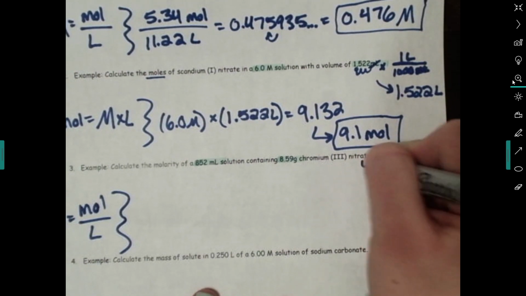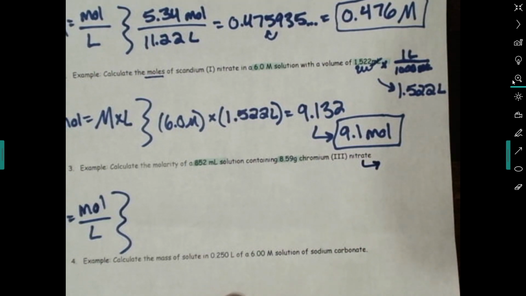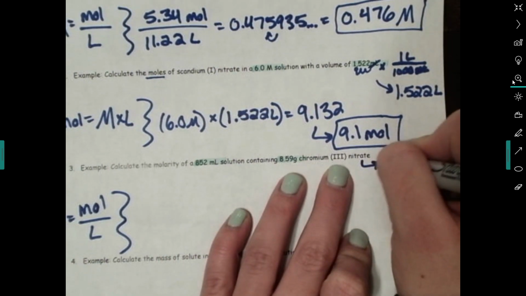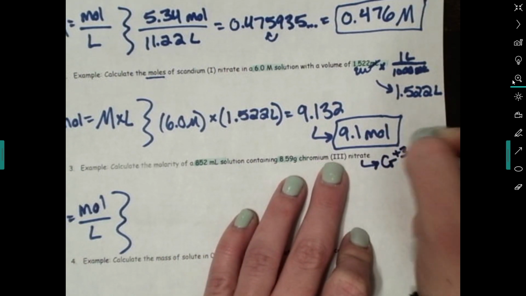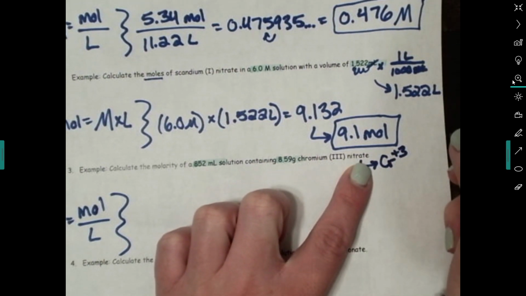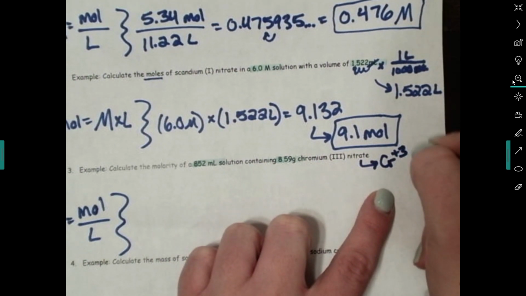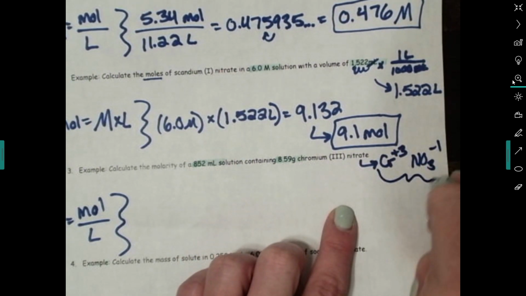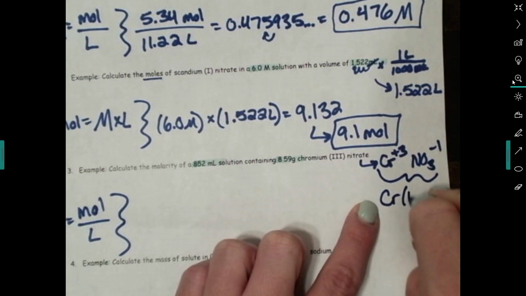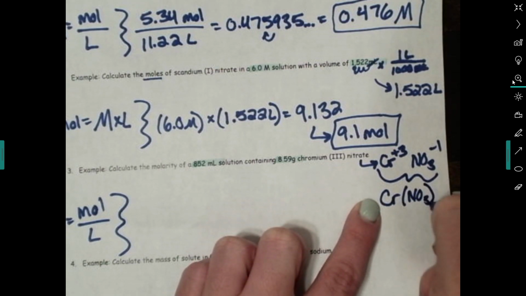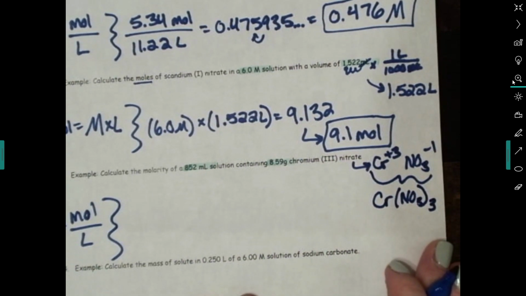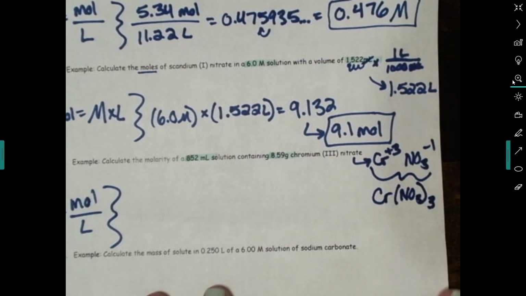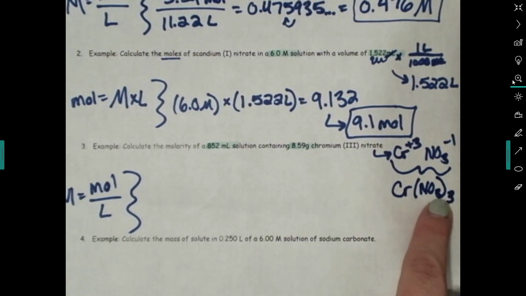So let's see, chromium(III) nitrate. Chromium would have a charge of 3, because it says right there plus 3. And then nitrate is a polyatomic ion, which we all have memorized, right? It's NO3 with a -1 charge. Crisscross those, and it's Cr(NO3)3. Okay, so that's a 3 and that's a 3. Cr(NO3)3. Sorry, that got a little smudged there.